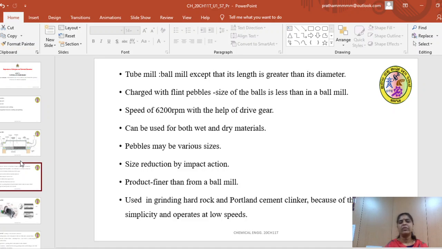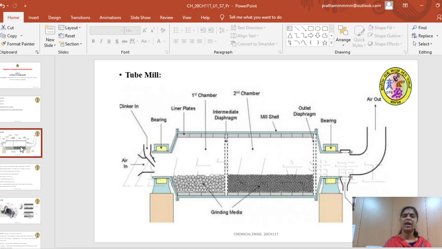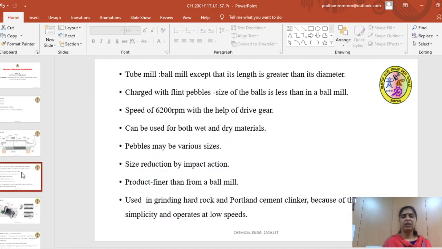Usually it is used for hard rock or Portland cement clinker because of its simplicity. As it is larger in size, in diameter and in length, it usually operates at a lower speed, at 6200 revolutions per minute. So that is about the rod mill, which is very simple compared to the ball mill. Here, instead of balls, the rods, the pebbles, are used. The pebbles are very small in size compared to the balls in the ball mill, and the operation is very similar to the ball mill.